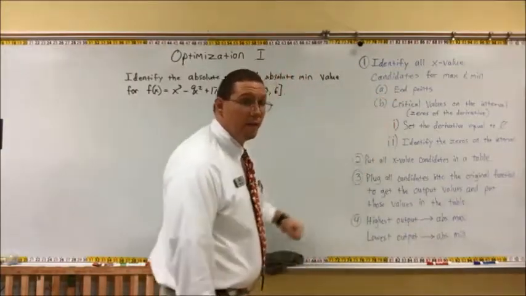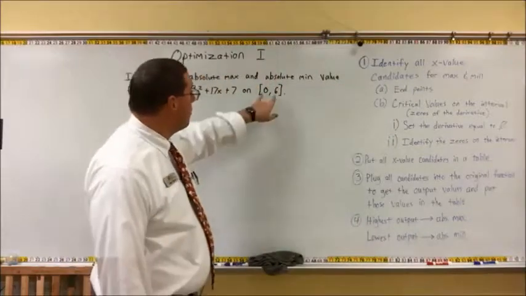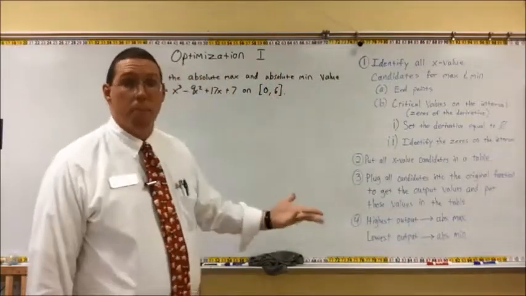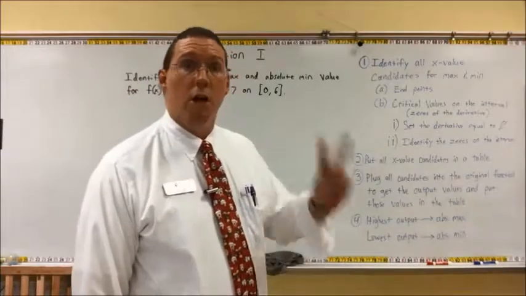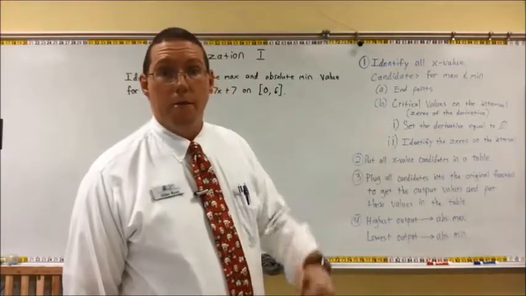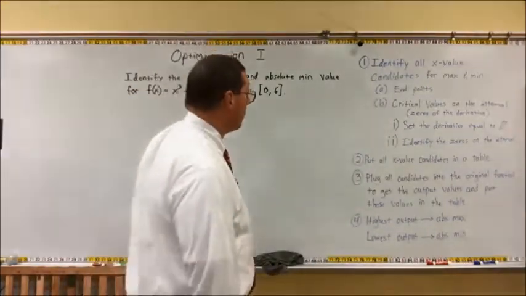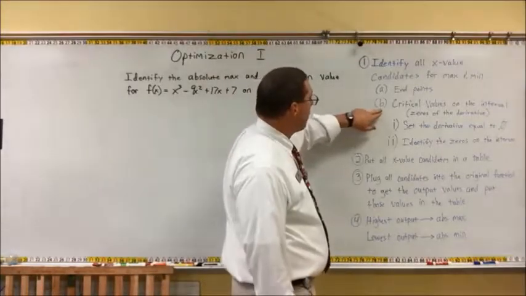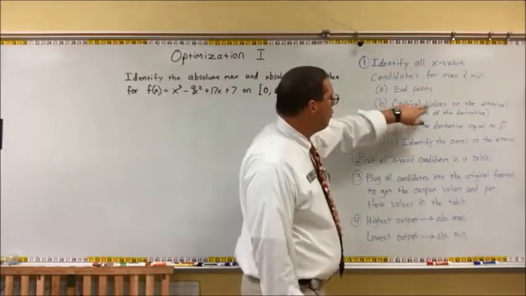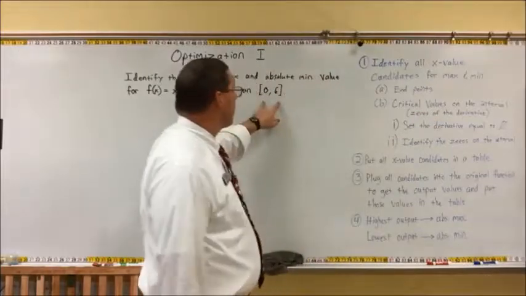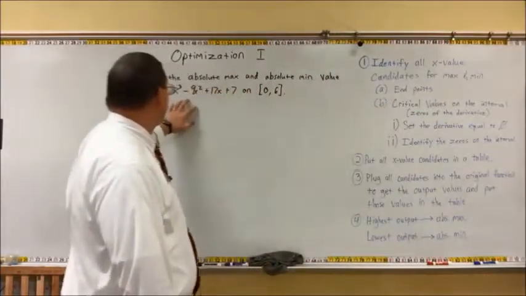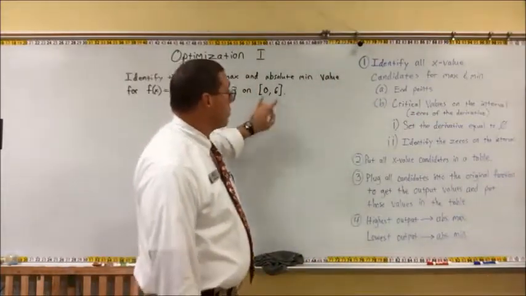We said that in the last video on extreme value theorem. These endpoints, 0 and 6, those are possible candidates. So that's 2. Now let's see where the rest of the candidates are going to come from. The other candidates for maximum and minimum are the critical values on this interval. So the critical values of the function on the interval from 0 to 6.